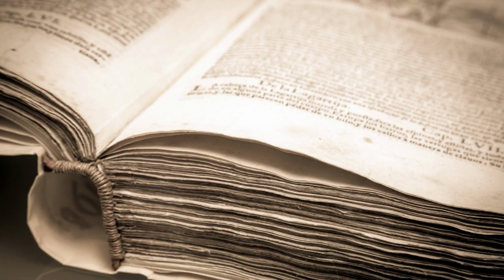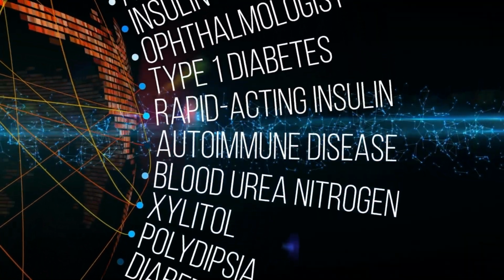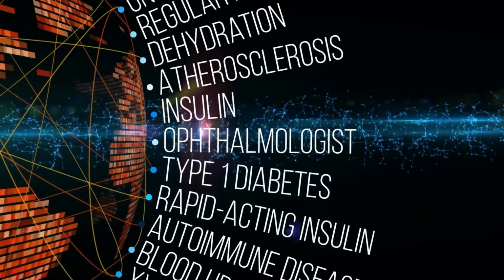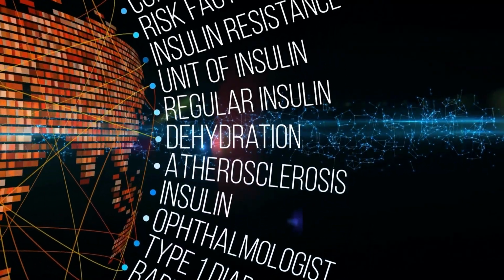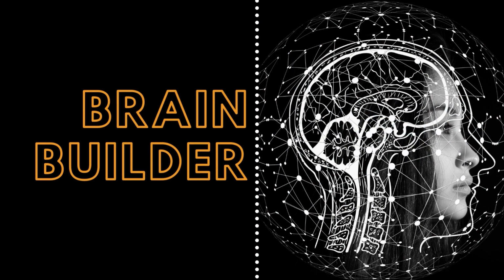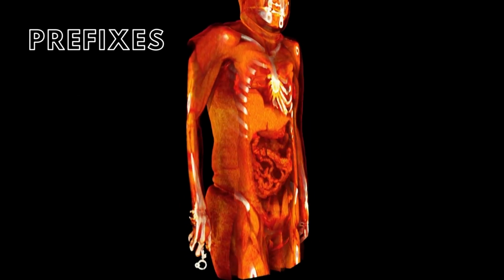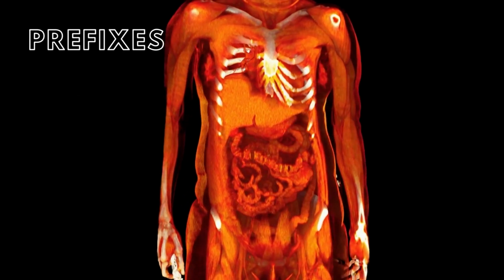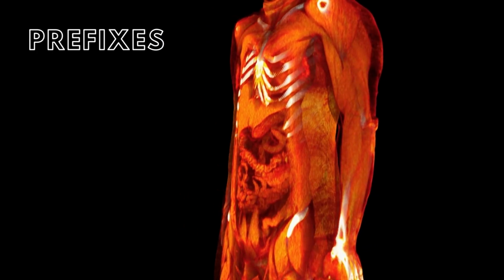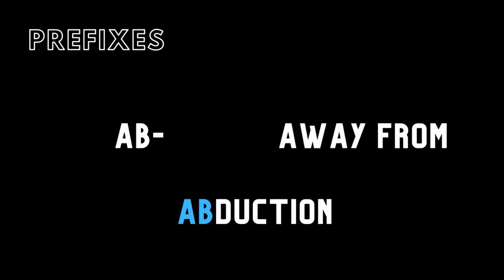There are hundreds of anatomy root words, prefixes, and suffixes that we could have included in this brain builder, but for the purpose of keeping things simple and as an introduction, we will cover the most basic and common prefixes, root words, and suffixes in this video. Let's begin with prefixes. Prefixes can be used to describe a number, direction, position, or condition of a term. Let's learn about how a prefix can describe where a muscle, procedure, or condition occurs on the body by giving directional and positional clues. Ab means away from.